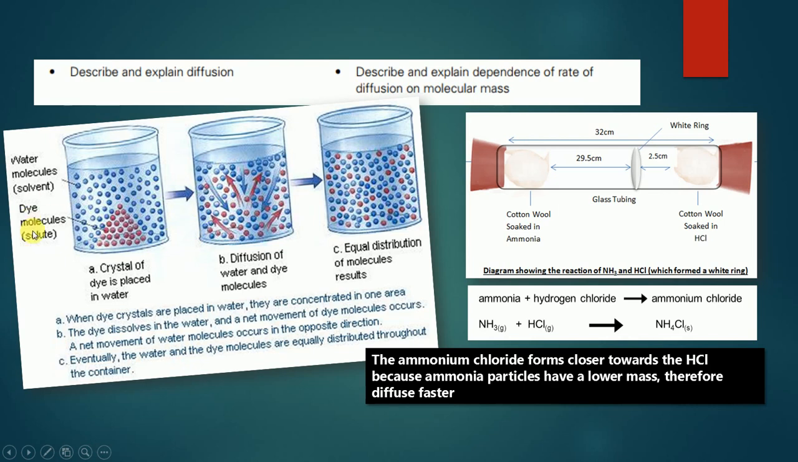First, have a look at this diagram. Here as a solvent we have water. What did we put? We put dye in it. After a while what happens? It started spreading randomly, and after a while the molecules spread evenly. Why is this so? This is because of diffusion. Diffusion is the random movement of particles from higher concentration to lower concentration.